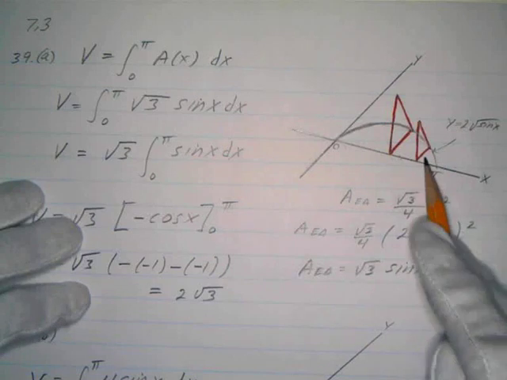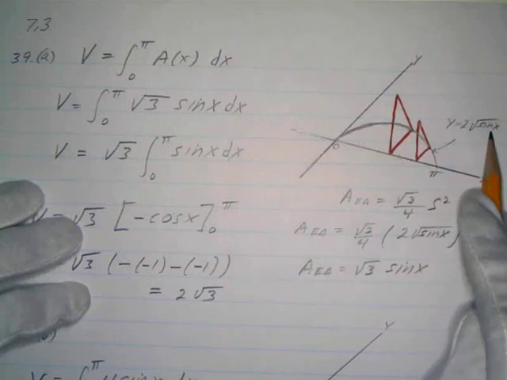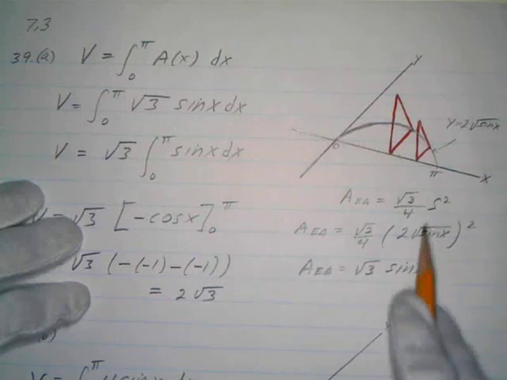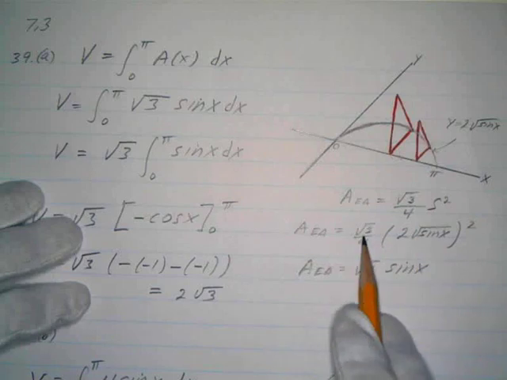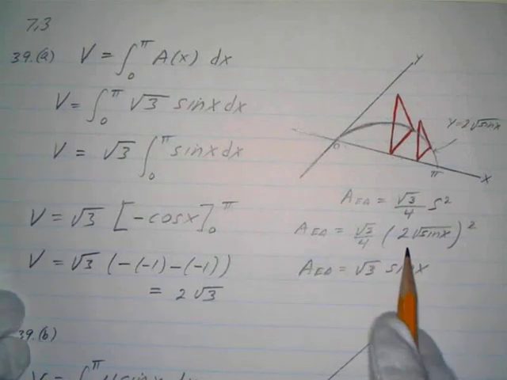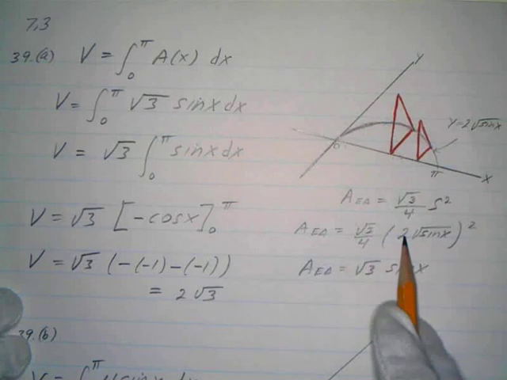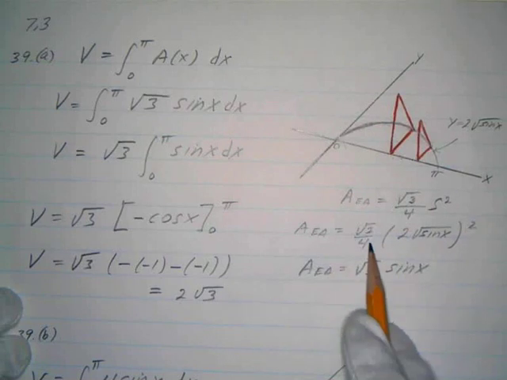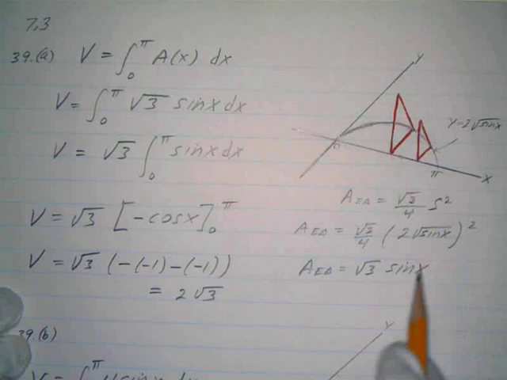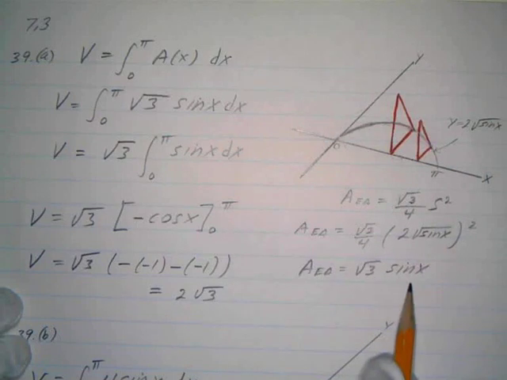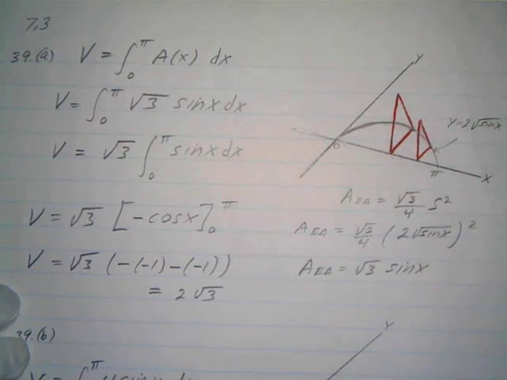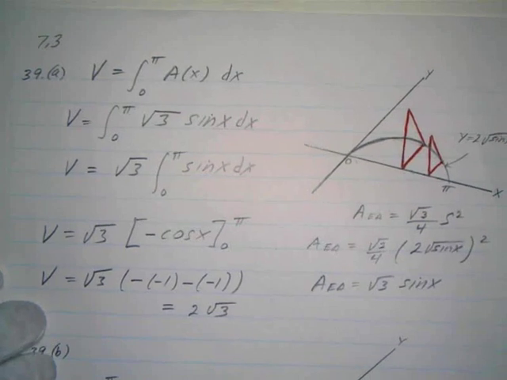So basically this is our side, so all we have to do is put 2 times the square root of sine of x into the side. And so we have area equals the square root of 3 over 4 times 2 times the square root of sine x, squared. If we square this, we get 4. And these 4's cancel, and then the square root of sine x squared is just sine x. So that's our area. Let me put this into our integral over here.